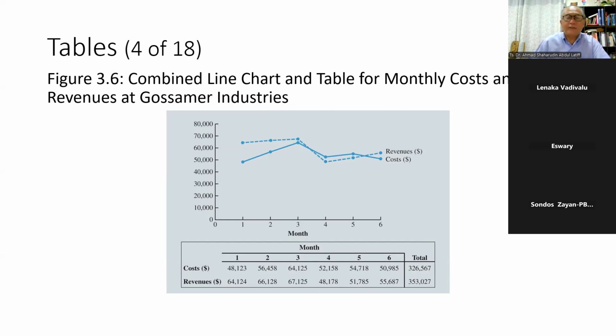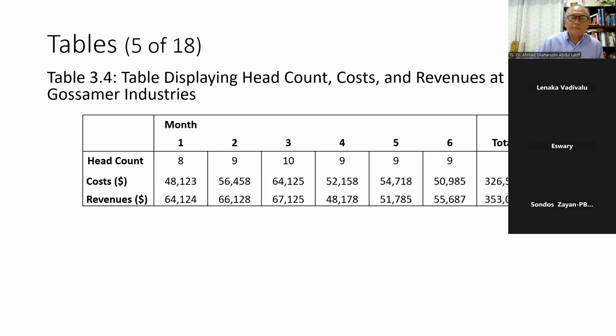Okay, you can combine this chart and tables, so it provides something more meaningful. But actually, if you just want to see the fluctuations without the precise comparison, precise numbers, specific values, you don't need to have the tables. It's enough to have the chart. Okay. This as well, you can have this table displaying the head count, the cost and revenue.